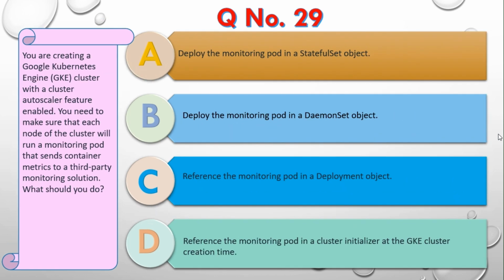Question number 29. You are creating a Google Kubernetes Engine cluster with the cluster autoscaler feature enabled. You need to make sure that each node of the cluster will run a monitoring pod that sends container metrics to a third-party monitoring solution. What should you do? Option A, deploy the monitoring pod in a StatefulSet object. B, deploy the monitoring pod in a DaemonSet object. C, reference the monitoring pod in a Deployment object. D. Reference the monitoring pod in a cluster initializer at the GKE cluster creation time. B is the correct answer.